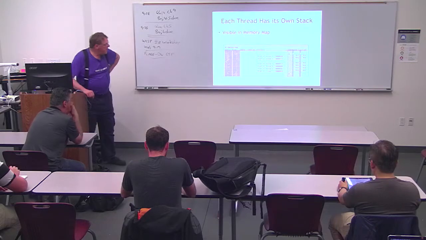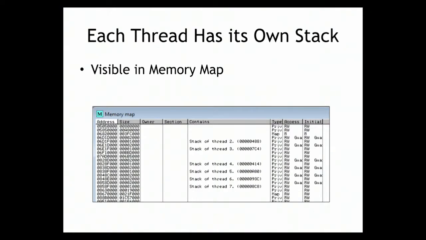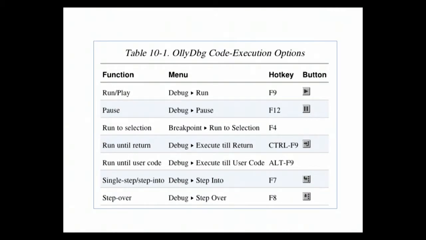Each thread has its own stack. You can see them here. So stack of thread 2, stack of thread 3, and so on. Anyway, if you want to execute code in OllyDbg, you typically use F9 to run the program. F12 will pause it while it's running. You can run to a selection, click a line and run there. You can execute till return with Control F9, or execute till user code with Alt+F9, which is good if you step and now you're in some library, like a Microsoft library, and you want to get back to the user code because you're not interested in trying to debug the operating system, which is normally the case.